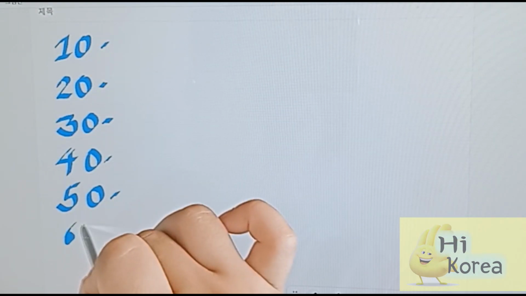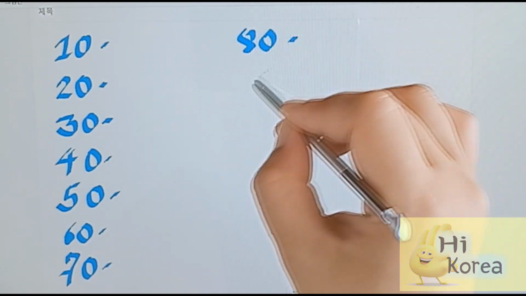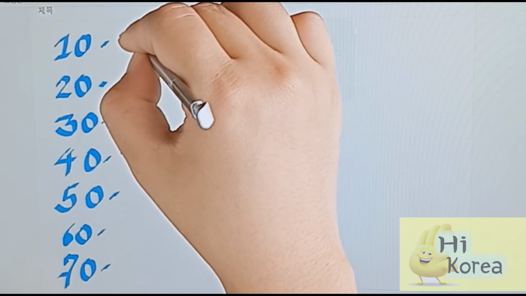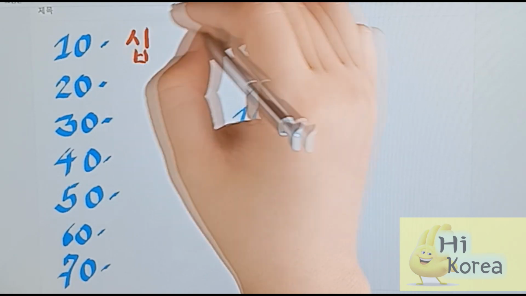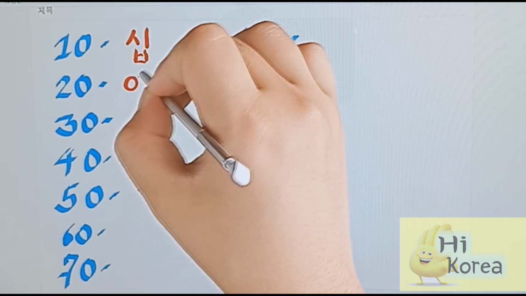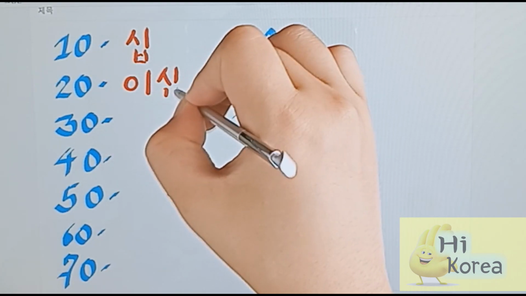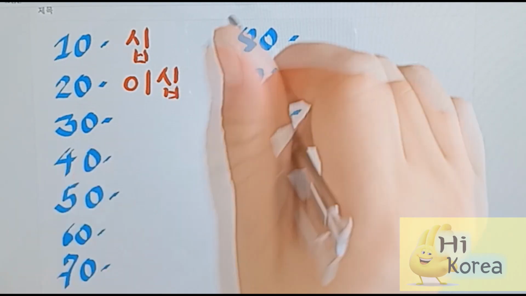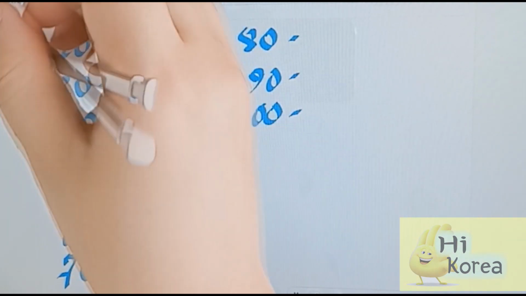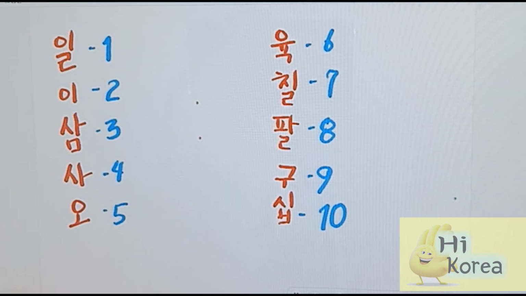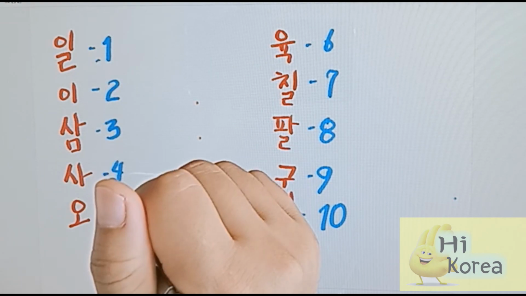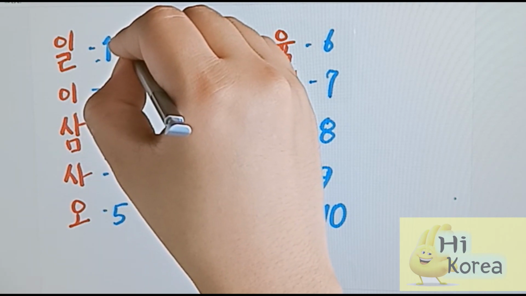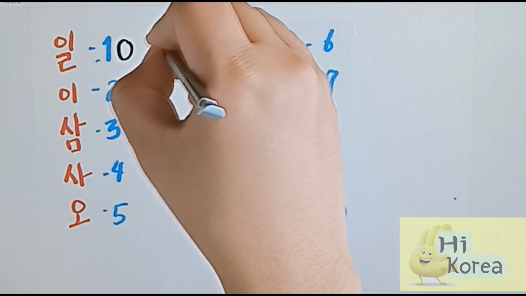Okay, here we learn 10 is sheep, 20 is sheep, because the 2 is 1, 2, 3, 4, 5, 6, 7, 8, 9, 10. Okay, we learn 1 to 10. When we make it 10, it will become sheep.